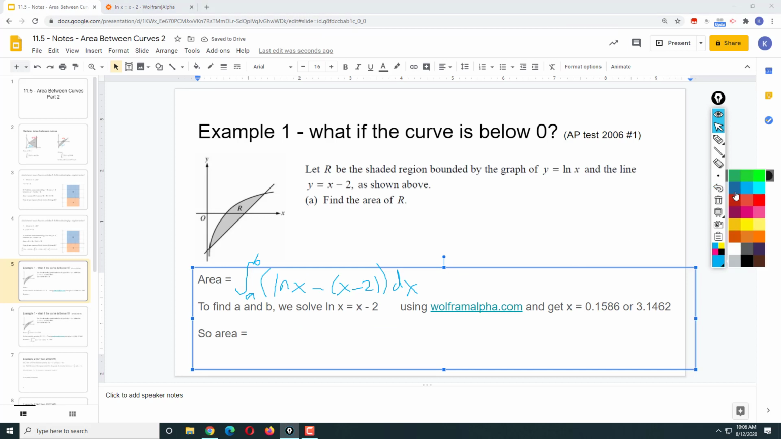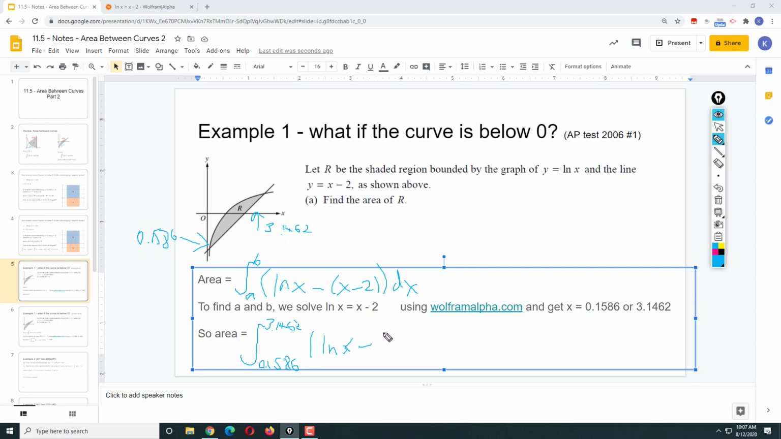In other words, the area is really just the integral from 0.1586 to 3.1462, because the first point of intersection is 0.1586 and the second point of intersection, which is right here, is 3.1462. So integrating from 0.1586 to 3.1462 of ln x minus x minus 2 dx.